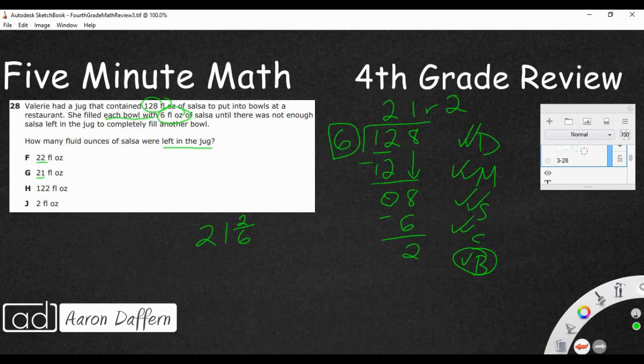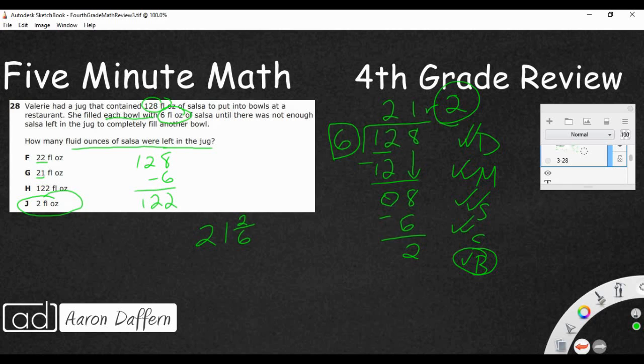But I'm not asking how many bowls were filled up. I'm asking how many fluid ounces were left in the jug. What was my leftover? And it's going to be this 2. So my answer is going to be J. This 122 is, if I were to take the 128 and subtract 6 on accident, that's going to give me my 122.